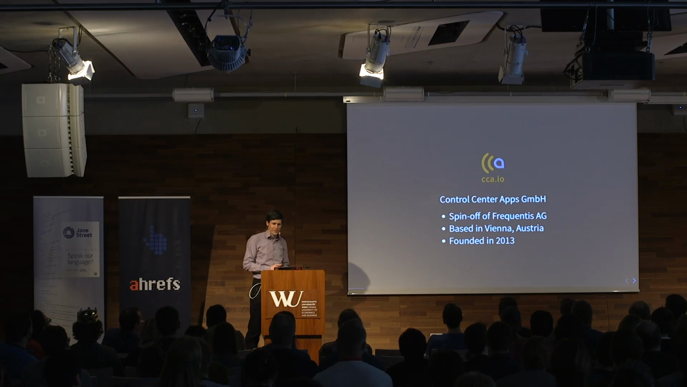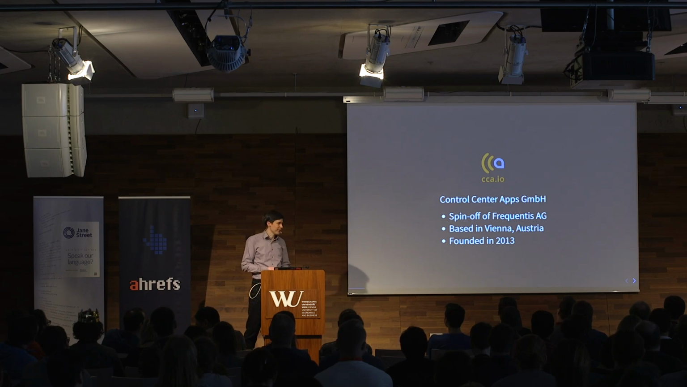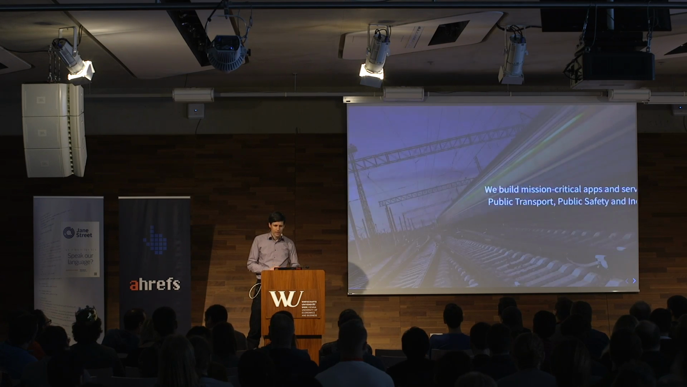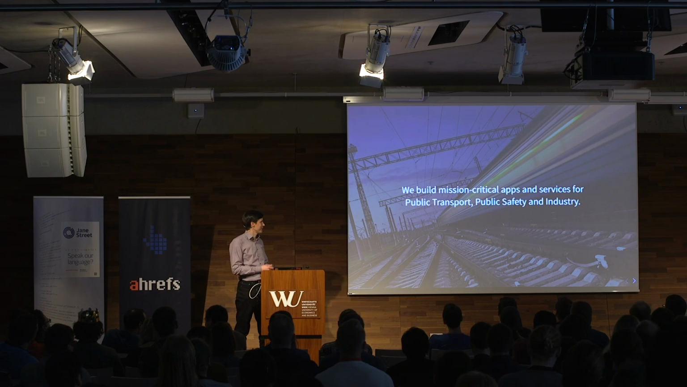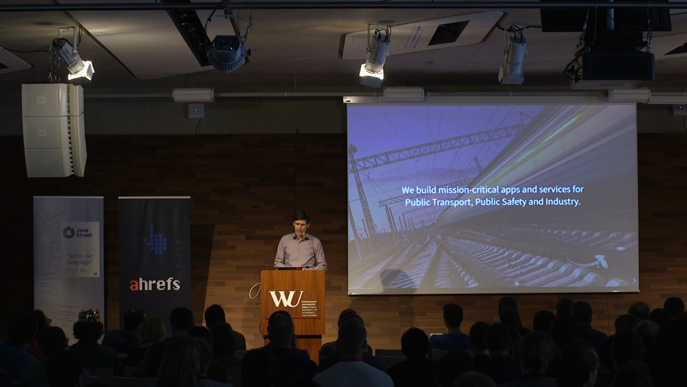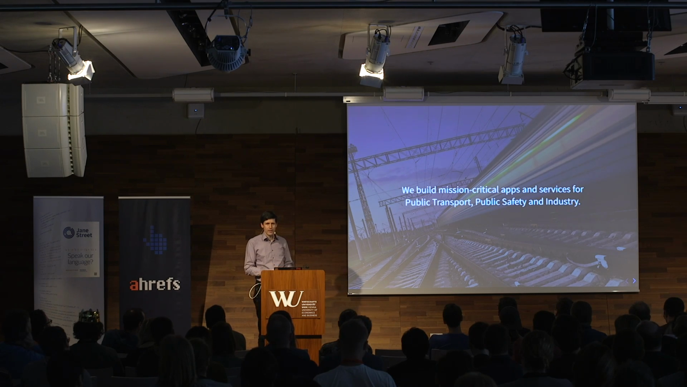First of all, a few words about who we are and what we do. CCA is an Austrian company based here in Vienna. It was founded in 2013 as a spin-off of Frequentis AG. We focus on the domains of public transport, public safety, and industry, and build mobile solutions and cloud-based services for our clients. And for these applications, correctness and robustness are of very high importance.